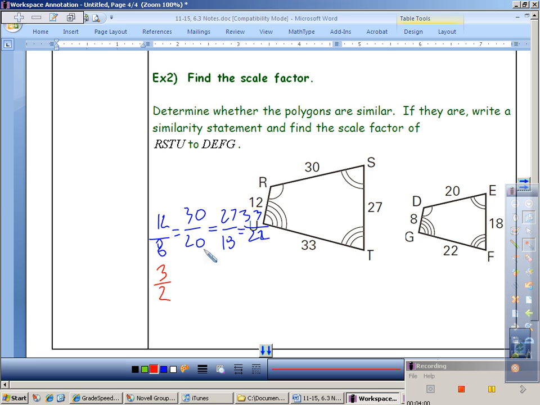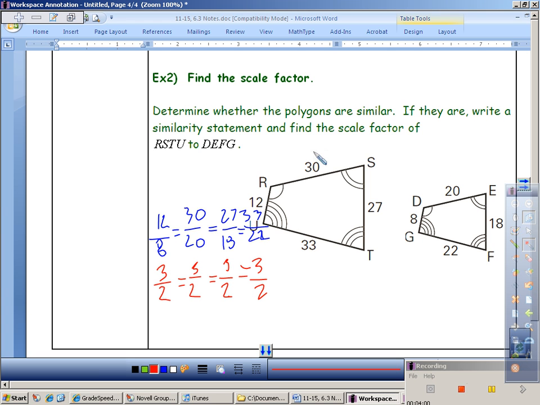30 over 20, 10 goes into each, that is also 3 over 2. 27 to 18, 9 goes into both, again 3 over 2. If you struggle with this, you can always just put them in your calculator, hit math, enter, enter, and it will change it to the reduced fraction. 33 over 22, 11 goes into each, and that is 3 over 2. Oops, sorry, it looks like a 9. And we see they're all 3 over 2.